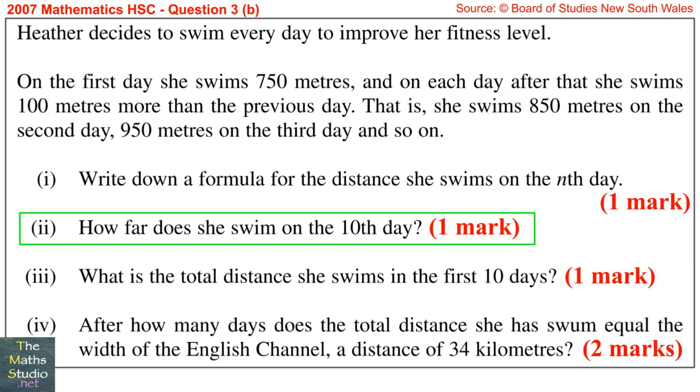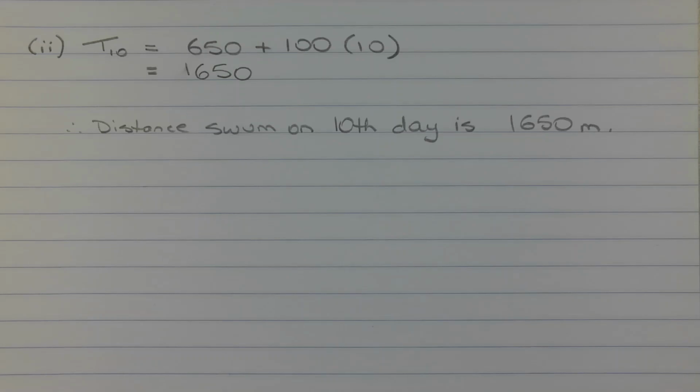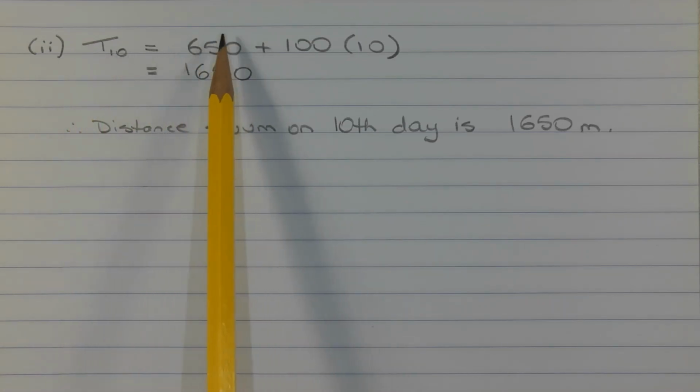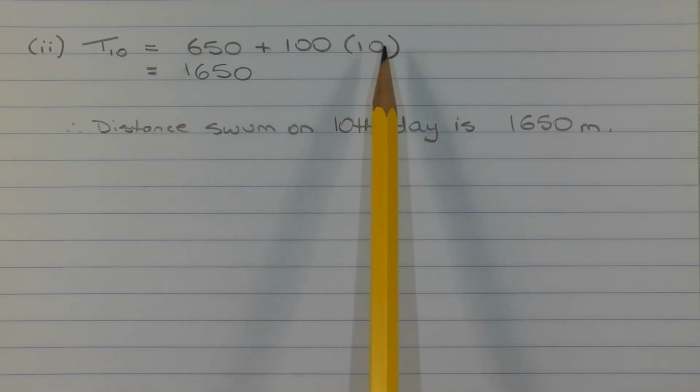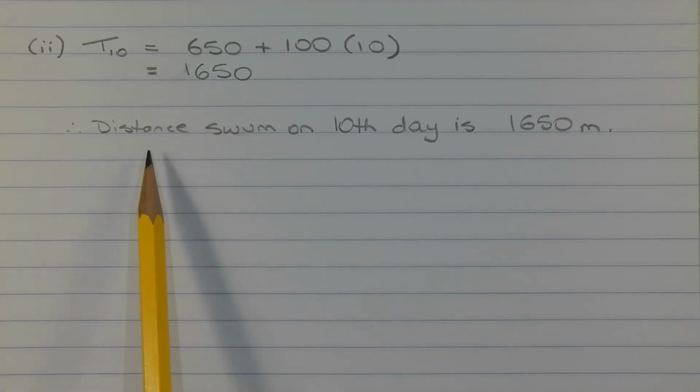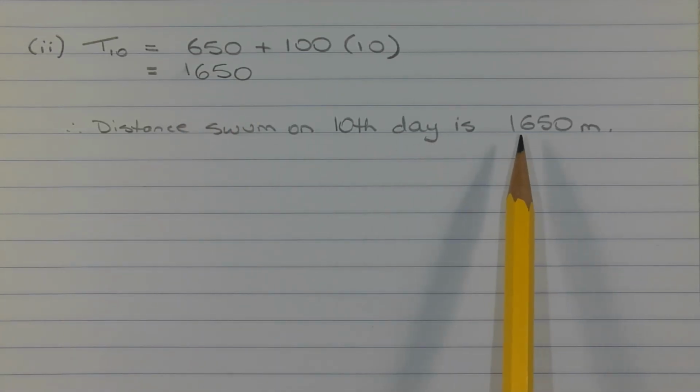Part 2. How far does she swim on the 10th day? Using the formula that we found in Part 1, the distance swum on the 10th day is given by T10 is equal to 650 plus 100 times 10, which is equal to 1,650. Therefore, the distance swum on the 10th day is 1,650 meters.